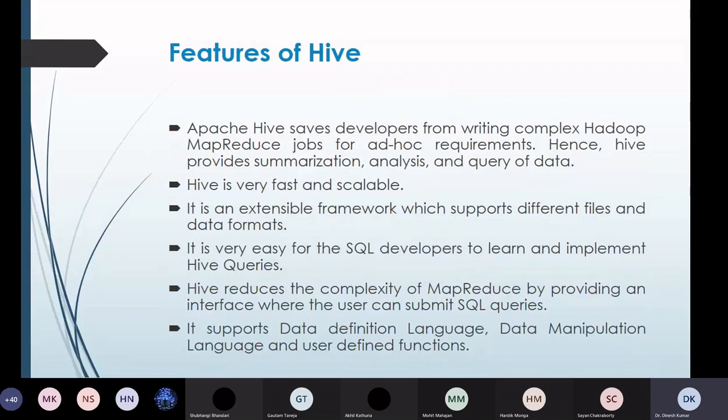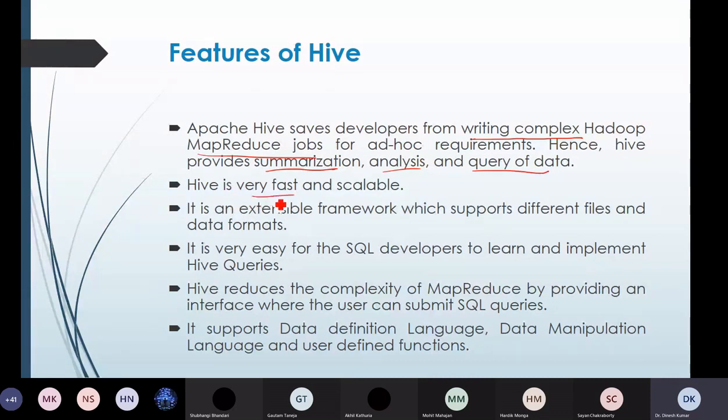So next is, what are the features of this particular architecture or particular components? As I told you in the previous slide also, Apache Hive saves the developer time from writing complex Hadoop MapReduce jobs. Right? So it provides serialization, summarization, analysis, and query of the data, which is already there. It will not work on online transactions, but the data which is already there in my system, my database, it can process the data.